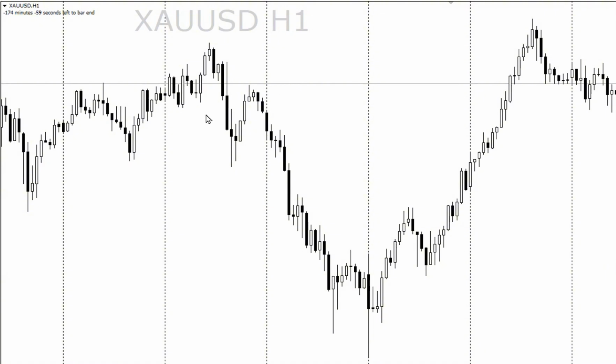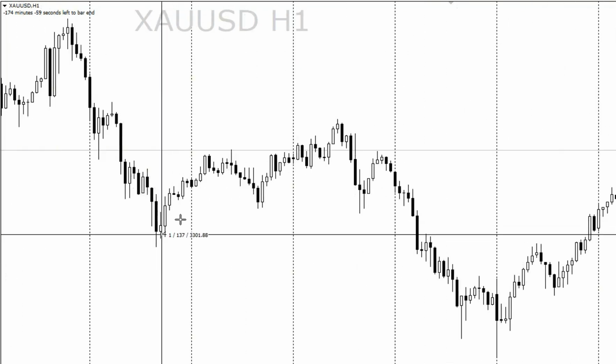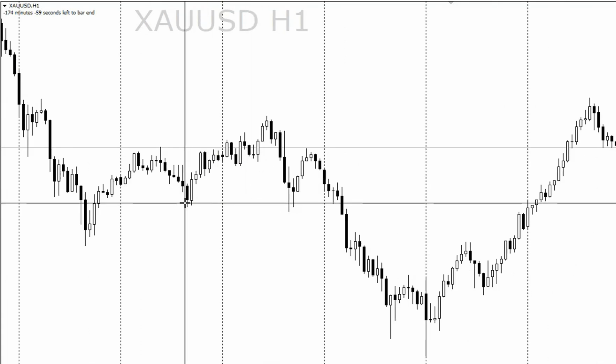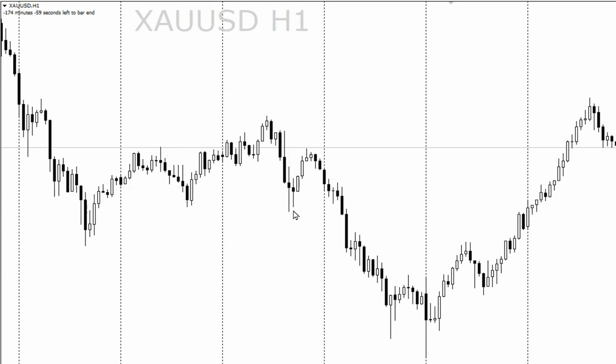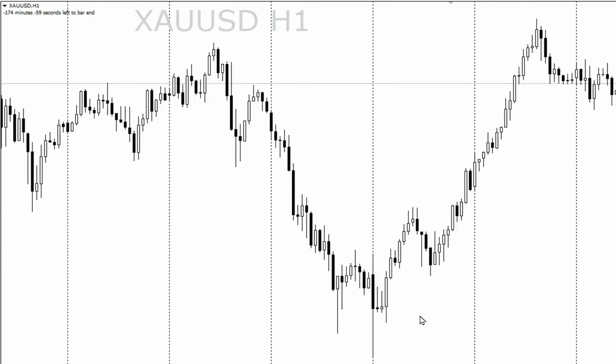Why do I use the H1 time frame? Because as I can see, let me just look at the movement over here. When it goes up, it's about 300 pips. When it goes down, it's about 200 pips. So if I were to wait and trade at this particular time frame, it will be worth my time. That is how we choose the time frame.